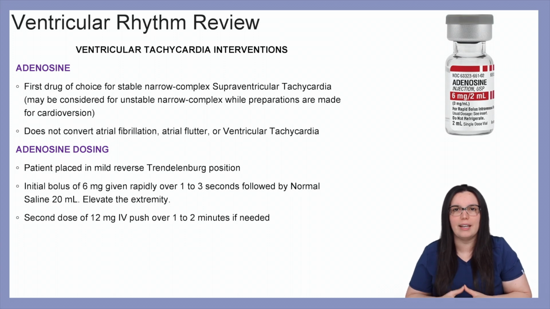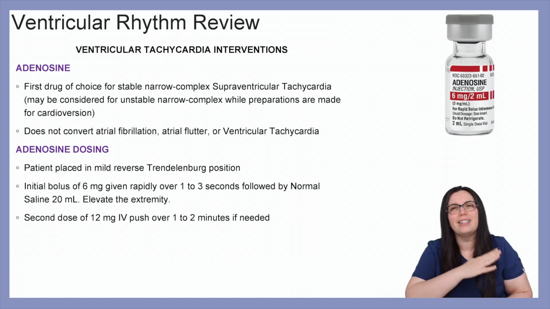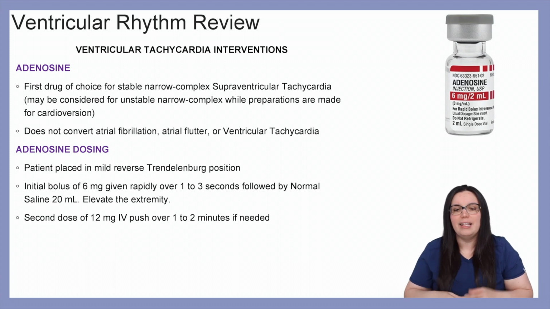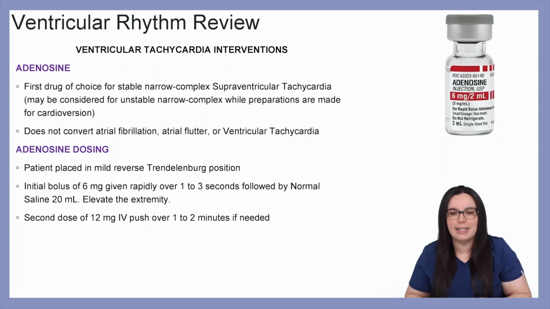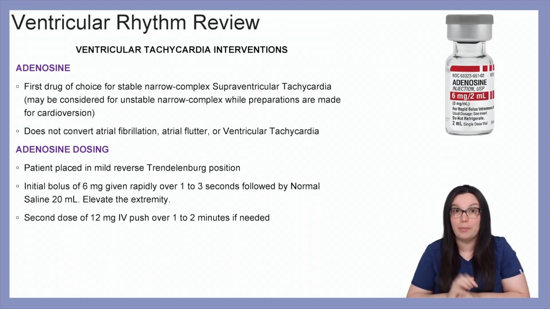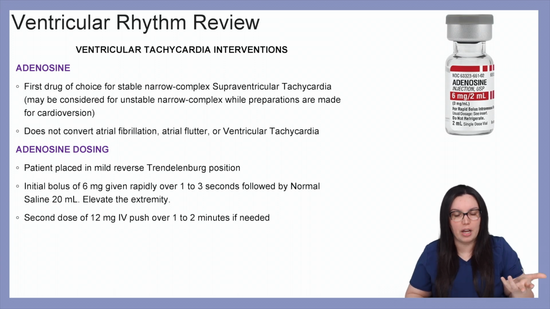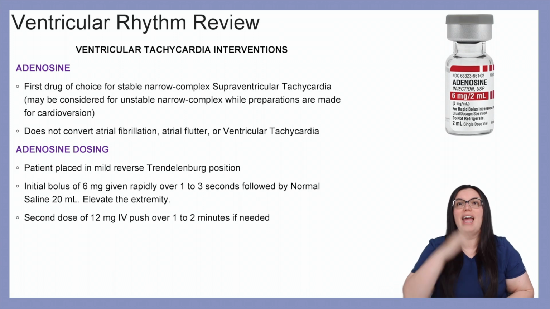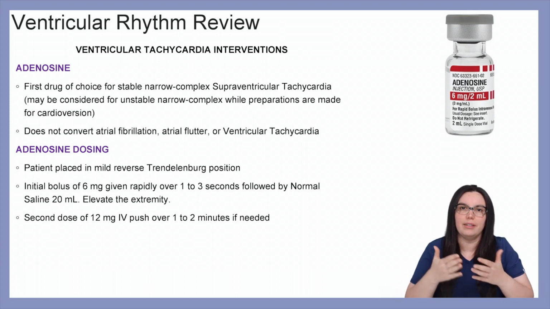So adenosine dosing. We want to place the patient in a mild reverse Trendelenburg position. So they're just going to be a little slightly up. The initial bolus is going to be 6 milligrams given rapidly over 1 to 3 seconds. You want to push this quick. That's going to be followed by a normal saline flush of 20 mLs, and we want to elevate the extremity that we have delivered the medication through, so that way it gets to the heart quicker.